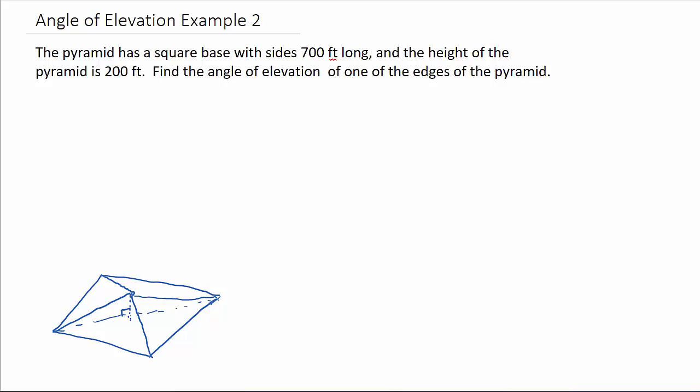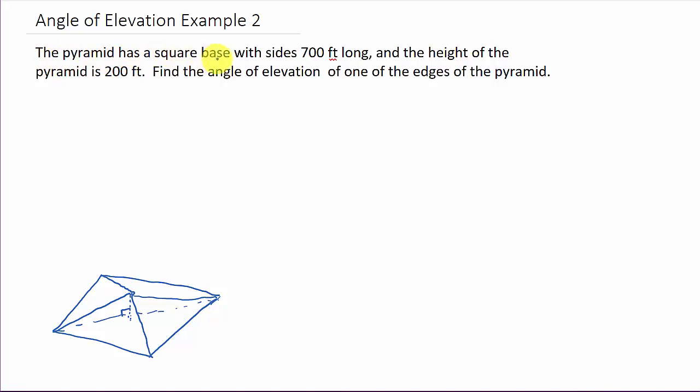Alright, so let's take a look at this example 2, angle of elevation. I have several examples of angle of elevation. Check them out. And I also have examples of angle of depression. Alright, so I went ahead and drew the picture. I'm not very good at drawing these things, especially when they're three-dimensional stuff. But anyway, that's the best I can do.